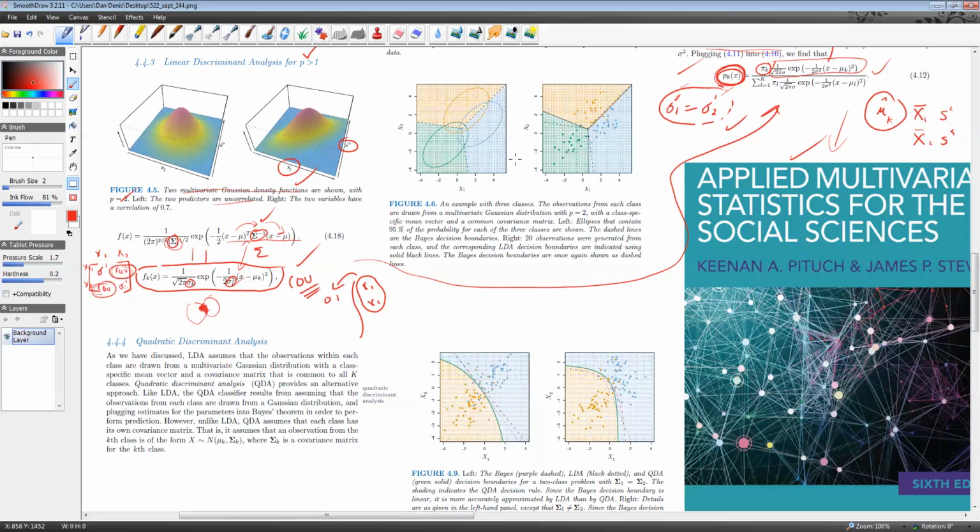So here's an example with three classes over here. Here we have three particular classes, and each class is drawn from a multivariate Gaussian distribution with p equals 2. So we have two predictors, but we have a three-class problem. And here's what we're trying to predict, our different classes. So each particular class has a specific mean vector and a common covariance matrix.